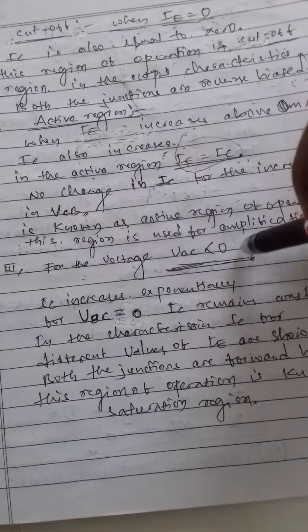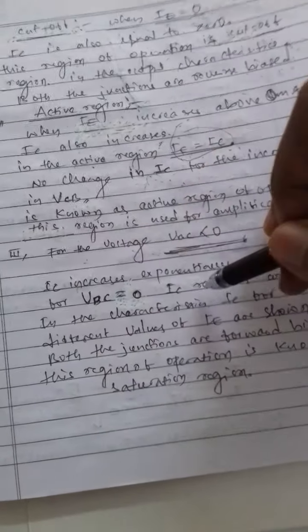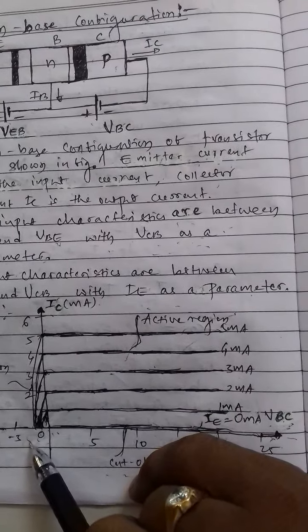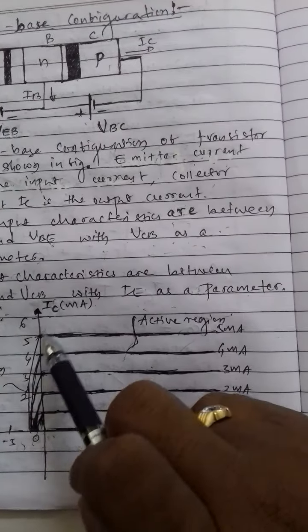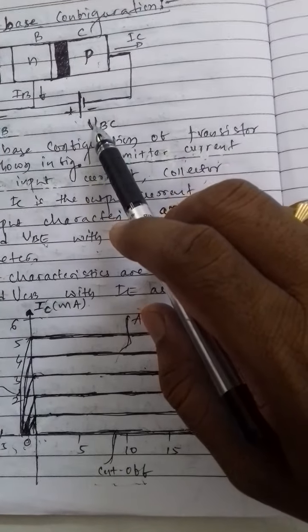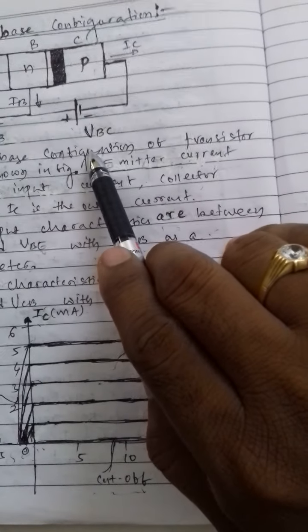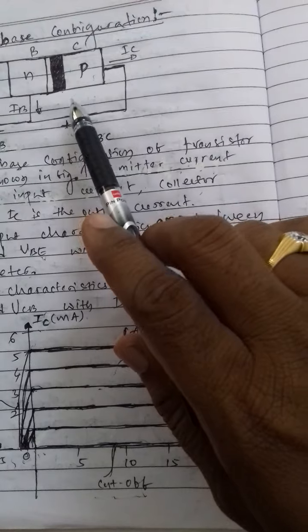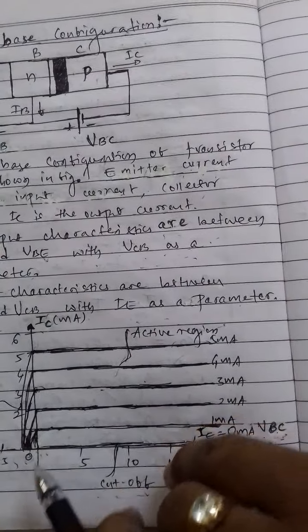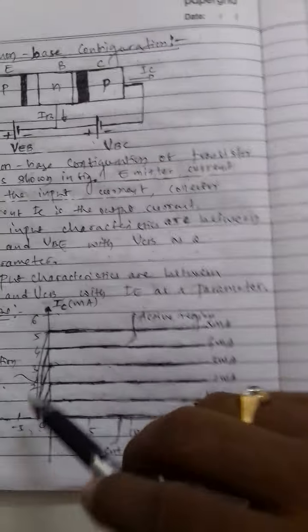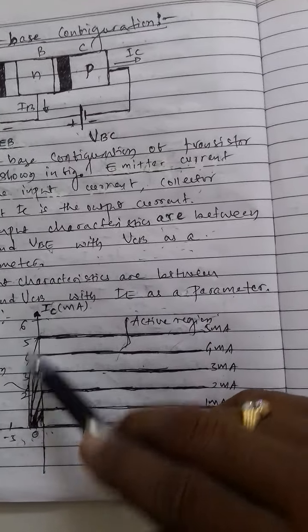For the voltage VBC less than 0, the collector current increases exponentially. For VBC equal to 0, IC remains constant. VBC less than 0 indicates that this junction is negative; here it is positive and this is negative, so it is forward biased. That is, the collector base junction is forward biased. So for VBC less than 0, there is an exponential increase in the collector current.